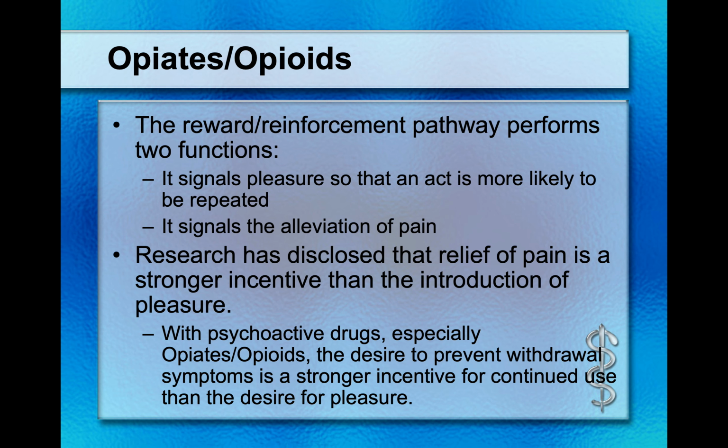The reward reinforcement pathway performs two functions. It signals pleasure so that an act is more likely to be repeated. It signals the alleviation of pain. Researchers disclose that relief of pain is a stronger incentive than the introduction of pleasure. With psychoactive drugs, especially opiates, opioids, the desire to prevent withdrawal symptoms is a stronger incentive for continued use than the desire for pleasure.